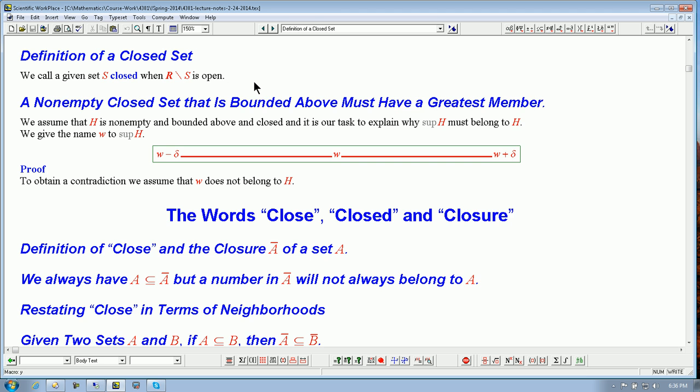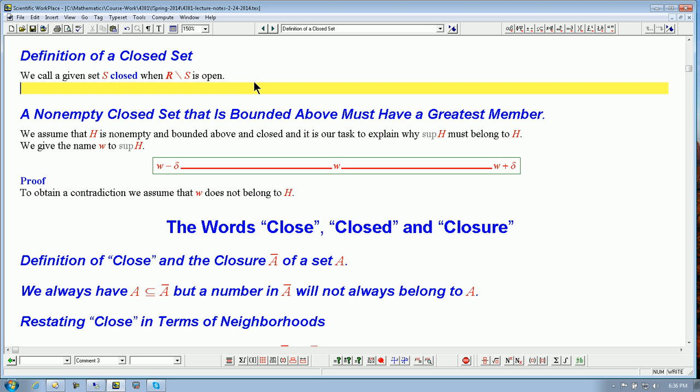I'm going to write this here. A set S is closed if and only if what? Every member of complement S is an interior point of complement S. Okay?